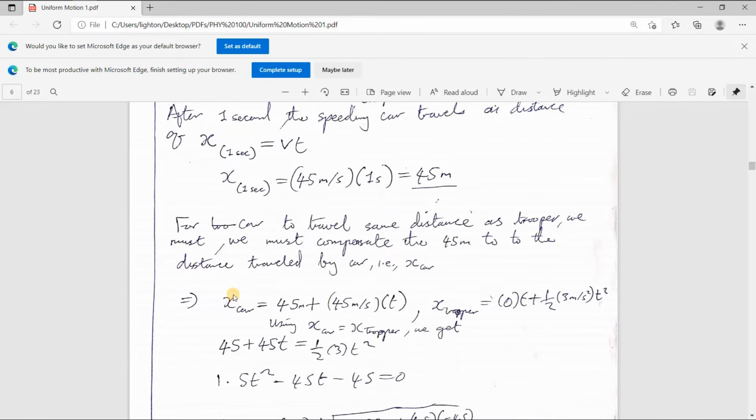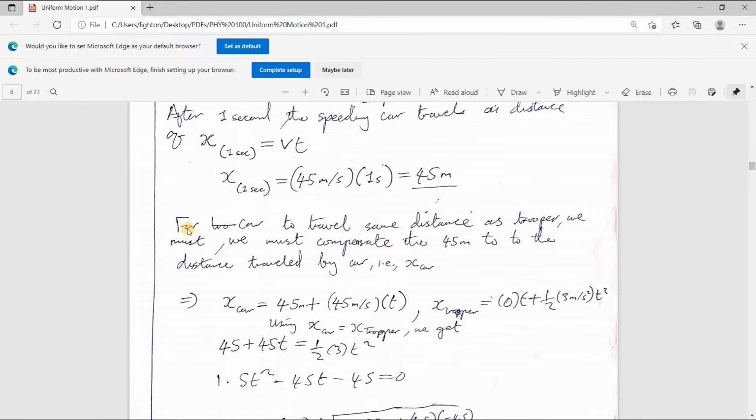All right. So now in this question, we have to treat the position of the trooper, or the position at which the trooper starts, as the origin. That's how we have to treat it. We have to treat it as the origin, the position of the trooper.